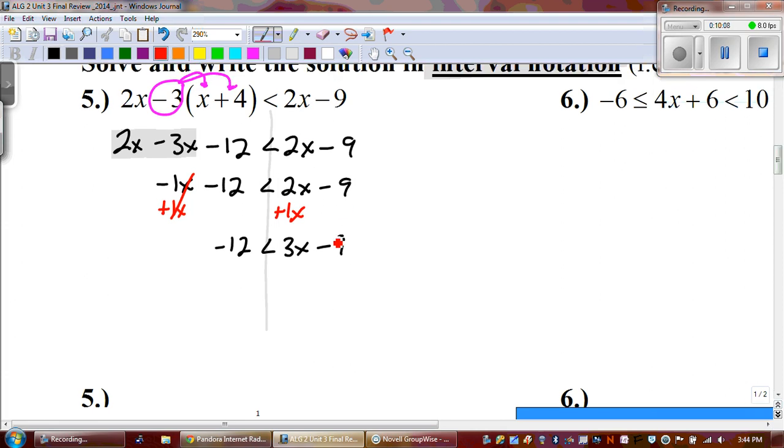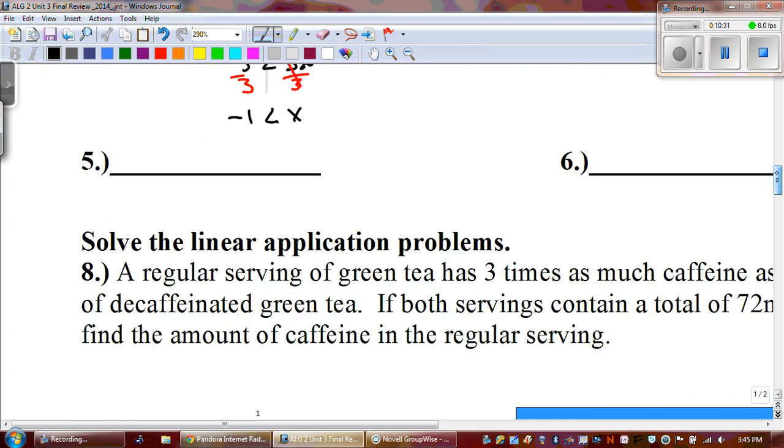Okay? Now solving for x, I'm going to add 9 to both sides. And we get negative 3 is less than 3x. And now to divide by 3. And we get negative 1 is less than x. Now, the only thing that's wrong with this is we need to rewrite it. We want to write it so that the x is first and then the negative 1. So let's take a look. The inequality is pointing at negative 1. I want to make sure it's still pointing at negative 1.